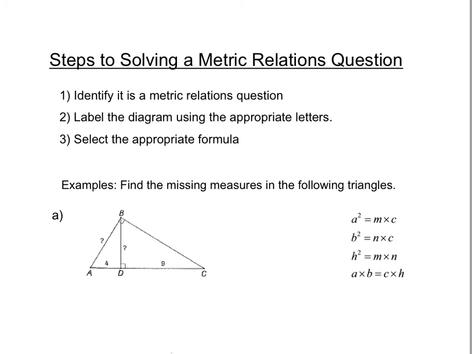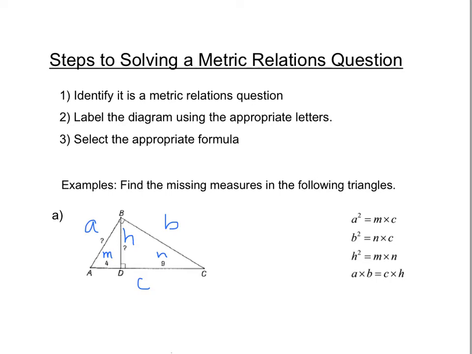Step 2 is to label the diagram using the appropriate letters. So we're going to label our sides A, B, C, H, M, and N. I'm going to do that right away on the triangle I have here. So this is my A, B, C. C is the hypotenuse, across from the 90-degree angle. This is the height, and then alphabetically this is going to be M, and this is N.